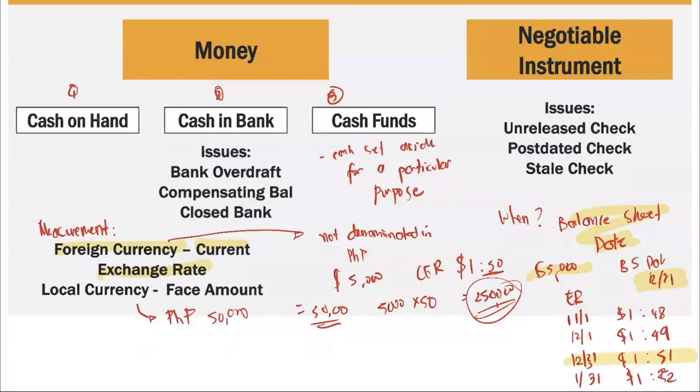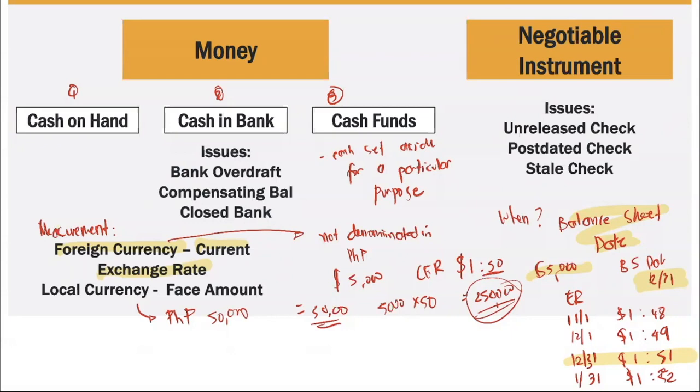Okay, again, for your money, how do we measure it? If it's foreign currency, we use the current exchange rate. The question is, what current exchange rate? We translate it at the balance sheet date. Now, what if it's local currency? Whatever is the face amount of the currency, that is our measurement. So in our example, if the face amount is 50,000, then we will measure it at 50,000 pesos.